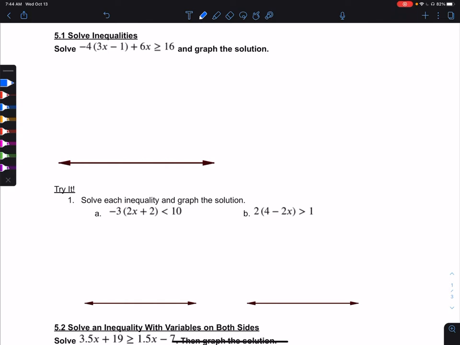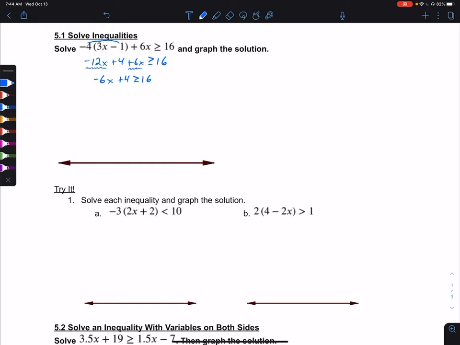So the first thing we want to do here is distribute this negative 4. So I would wind up with negative 12x. Negative 4 times negative 1 is a positive 4, plus 6x is greater than or equal to 16. Next, I would look to combine any like terms. In this case, I have negative 12x and a positive 6x. So when those are combined or added together, I would have negative 6x. Plus 4 comes down, greater than or equal to 16.